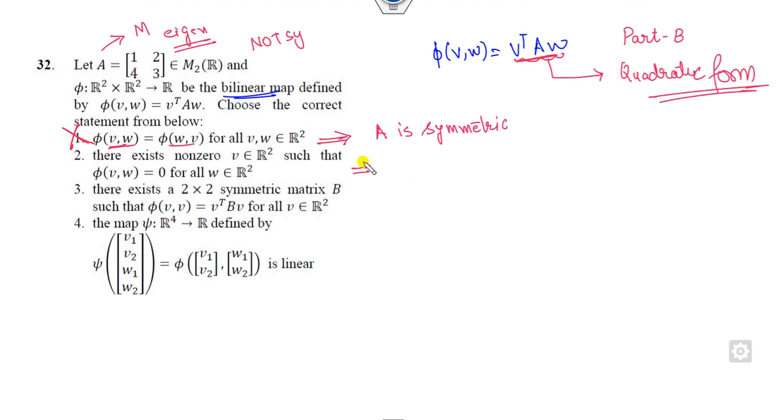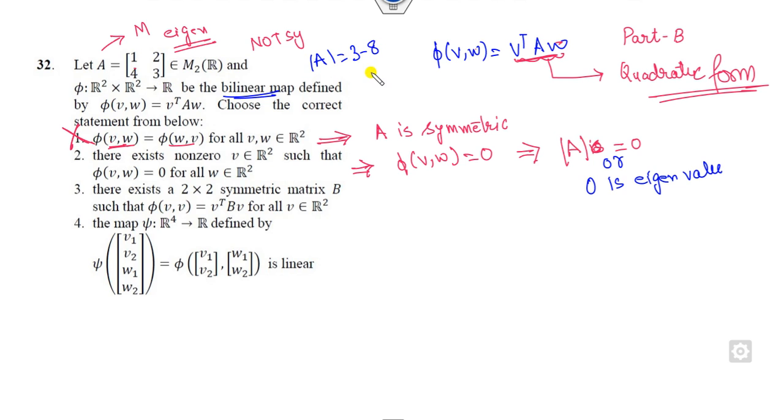Look at the second option. Phi of VW is 0. So when will the quadratic form be 0? Only when the determinant of A is 0, or you can say 0 is an eigenvalue. So can you find the determinant of A? What is the determinant of A? 3 minus 8, which is non-zero. So this condition is not satisfied, and this option is also cancelled out.